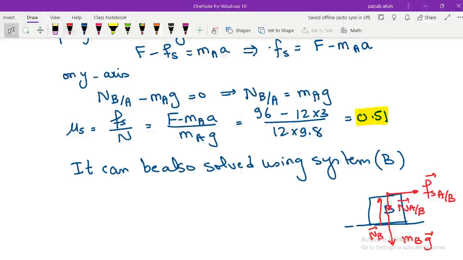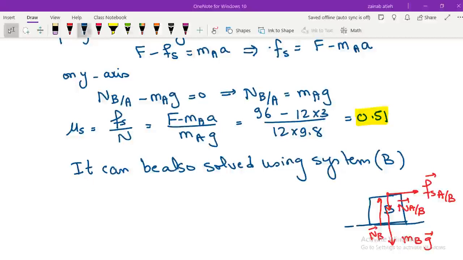This is N exerted by A on B. I will go back and repeat how we knew the senses of Fs and N. Fs exerted by A on B and N exerted by A on B have the same magnitude and opposite sense to N exerted by B on A and Fs exerted by B on A. In the forces exerted on A we have drawn Fs to the back, so I have here to draw Fs to the front because they have opposite senses. And normal exerted by B on A was upward, so I have here to draw normal exerted by A on B downward. Okay, they are action-reaction pairs according to Newton's third law.